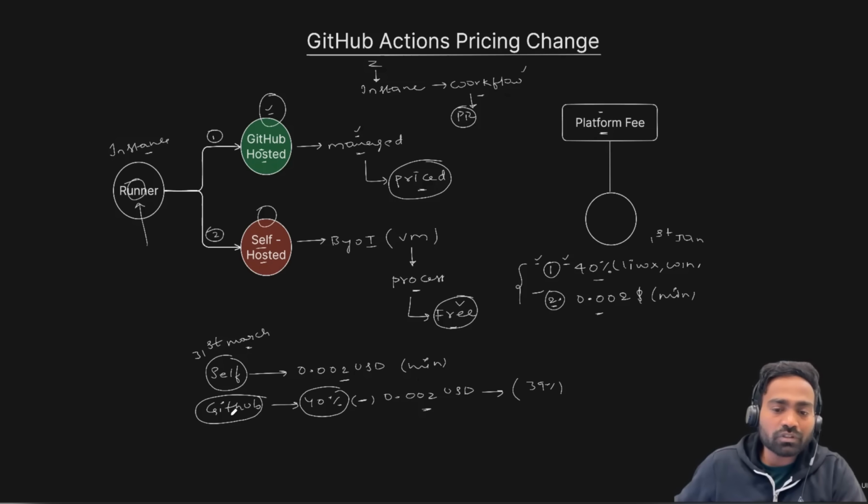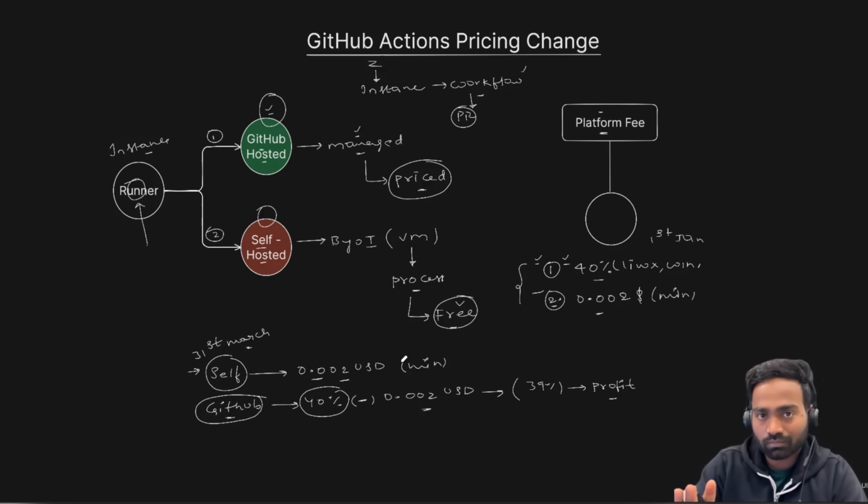Anyways, if you're using GitHub hosted runner, you are on the profit. For your organization, you are at the benefit. Whereas if you're going with self-hosted runner, then you will be introduced to new 0.002 US dollars for every minute of execution. I hope this is absolutely clear.